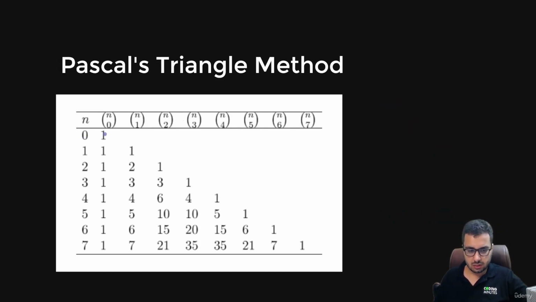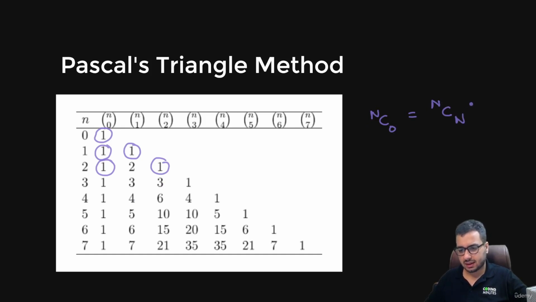So 0c0 is 1, 1c0 is 1, 1c1 is also 1, 2c0 is 1, 2c2 is also 1. One observation is about the first and the last element: nc0 is always the same as ncn, and it is 1. The number of ways to pick 0 items from n items is 1. The number of ways to pick all items from n items is also 1. That's why you will see on the corners the result is 1.